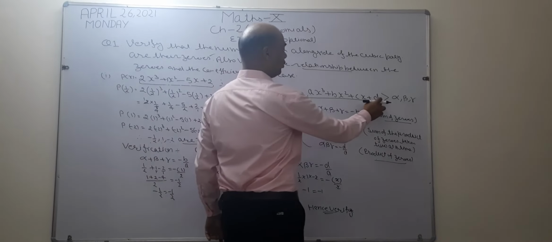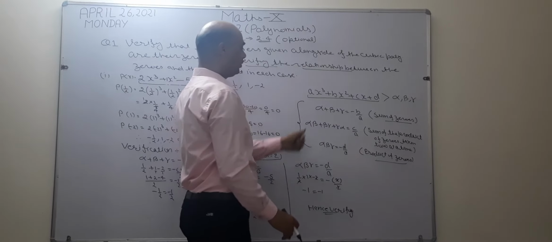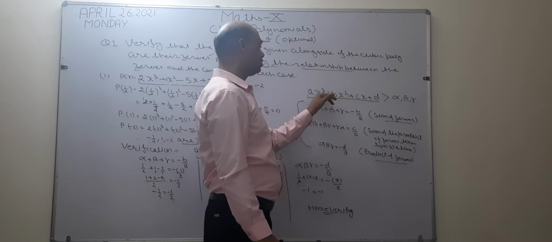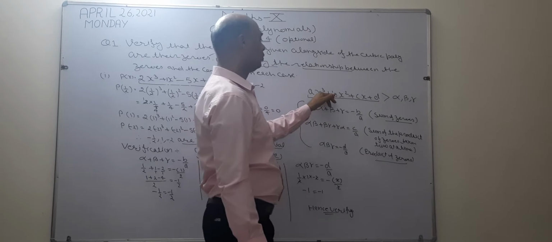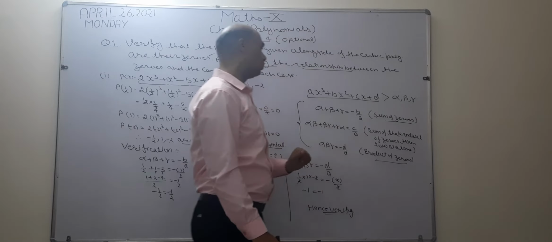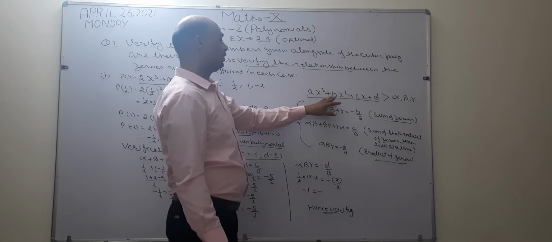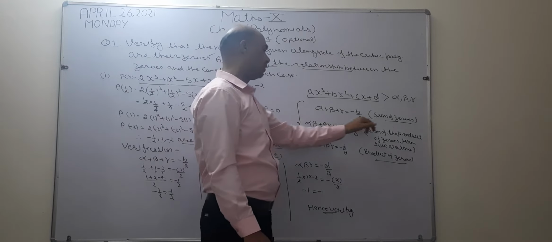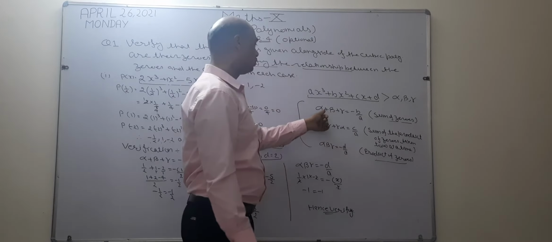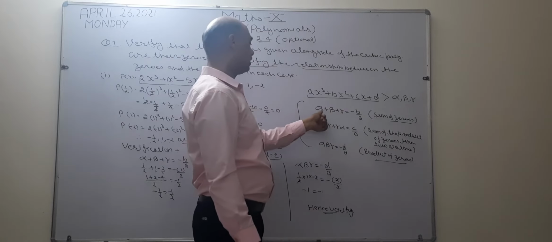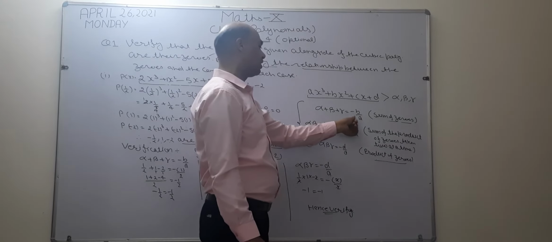I write here the standard form of the cubic polynomial. What is the standard form? ax cube plus bx square plus cx plus d. Since this is a cubic polynomial, it has three zeros, namely alpha, beta and gamma. Now, this cubic polynomial also has some formulas. What is the formula? Sum of the zeros means we add these zeros: alpha plus beta plus gamma, and the formula becomes minus b by a.